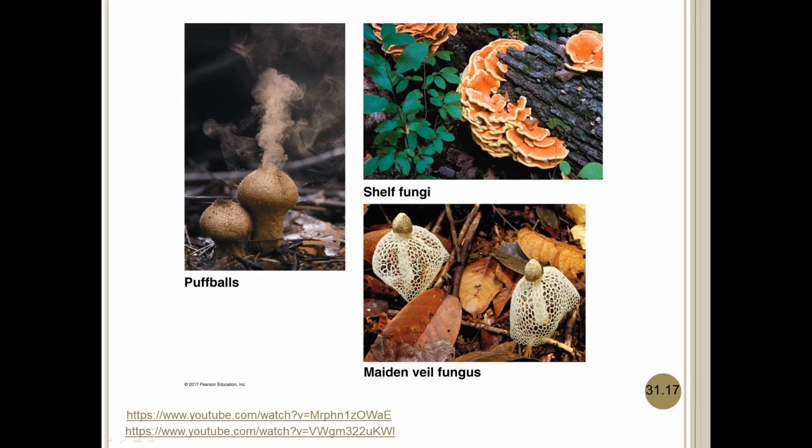This one is growing outside of a log of a tree that's fallen down, and so what this fungus is doing is it's actually going to decompose the wood of that dead tree. And then this one here looks so different than any of the others. This is called a maiden veil fungus, and you can see that it doesn't have the typical cap and gills. It's actually very fragile and lace looking, okay, but they don't smell very good.